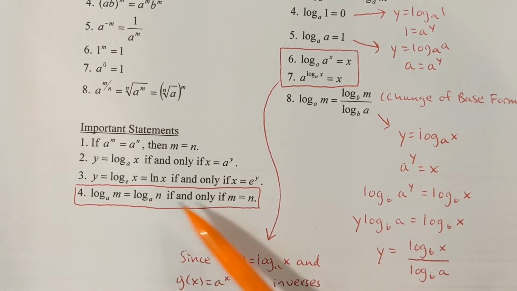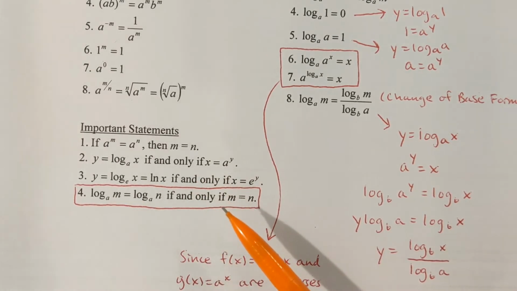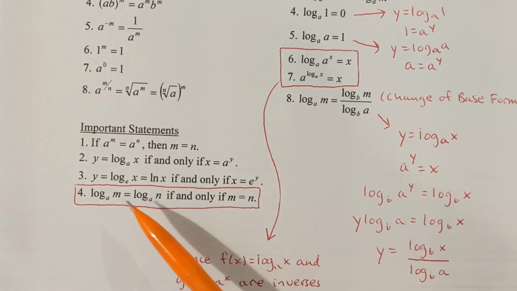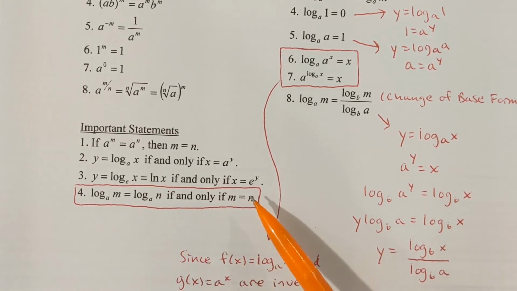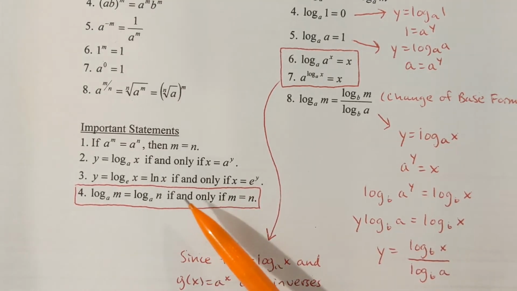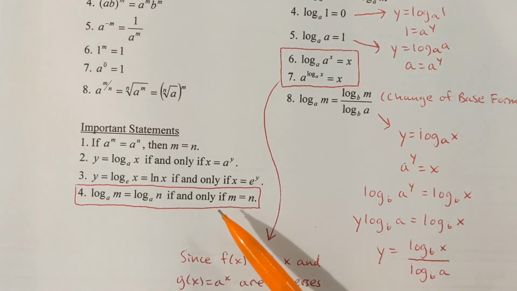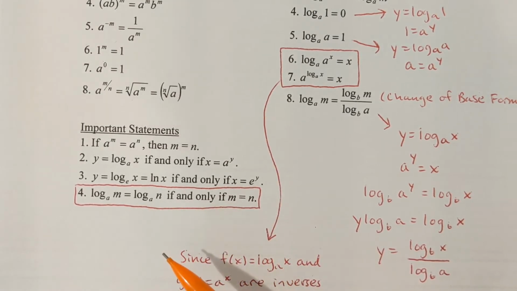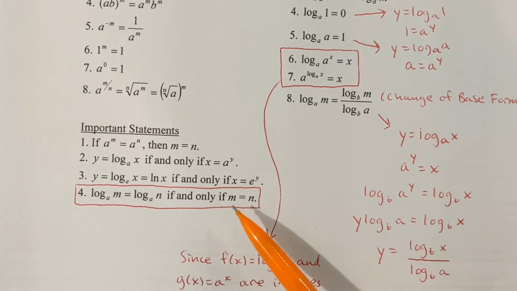Now, the fourth statement here is a new one at this point. It says that if you have a logarithmic equation and you have the same base on both sides, you can remove the logarithmic notation and set the inner terms to be equal. So m would be equal to n. Now this is an if and only if. Remember what we mean by that. We can read this statement beginning to end or end to beginning, and both would be true. So I could read this also end to beginning.